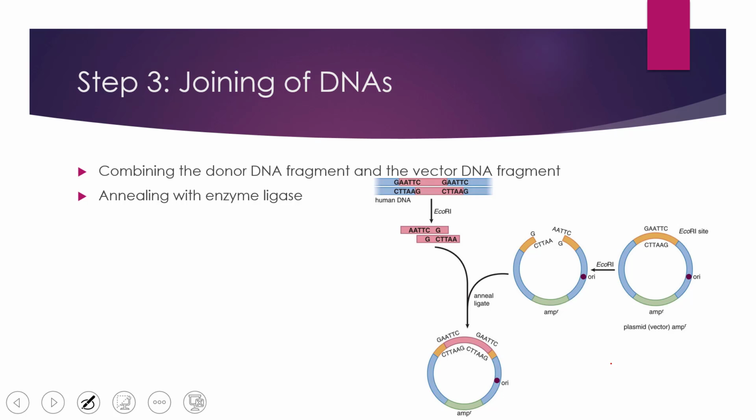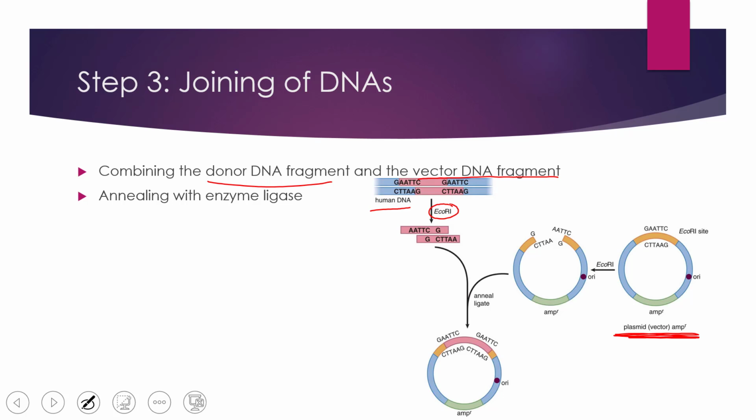It's essentially the combining of both that donor DNA fragment and the vector DNA fragment, and then annealed with the enzyme ligase. So as I said, for example in this diagram, we have the human DNA over here, and we have our plasmid, or our vector, or carrier. So what's going to happen is that you can see that EcoR1 is the restriction endonuclease that's being used, and it's going to cut at that specific restriction site, right? That sticky end site.